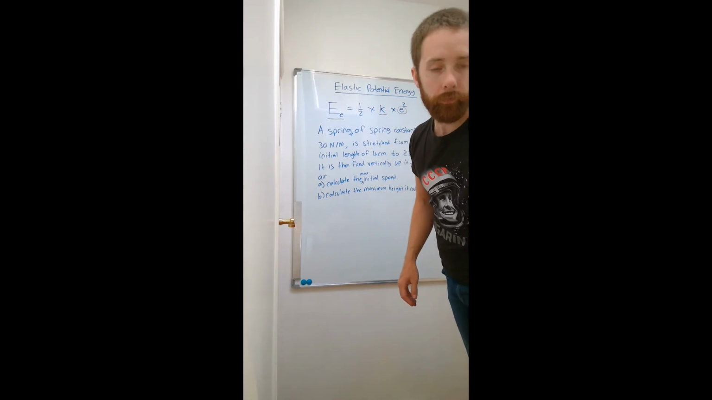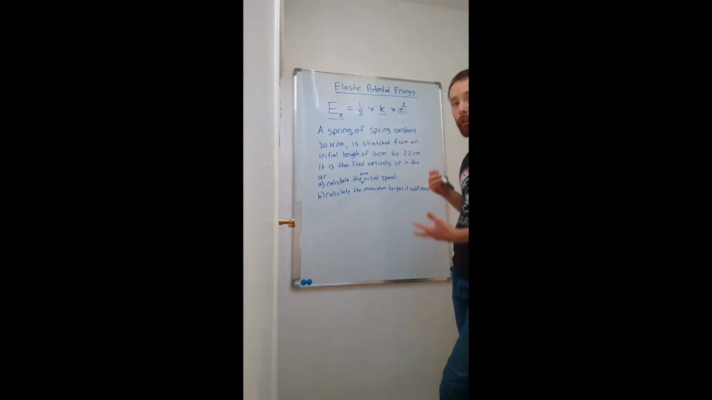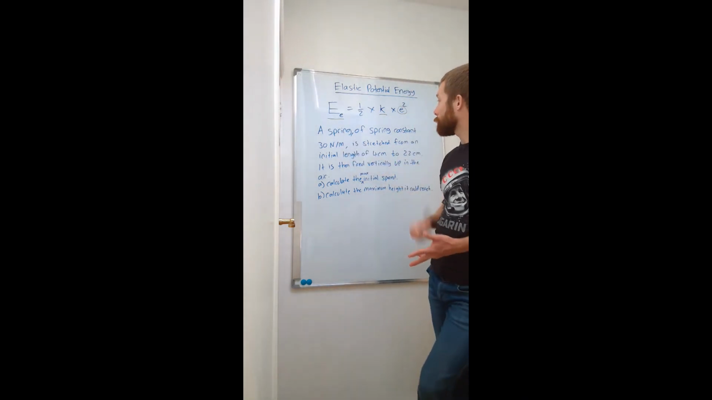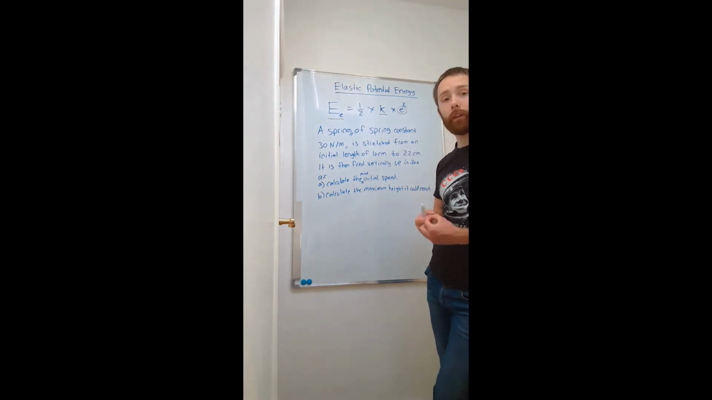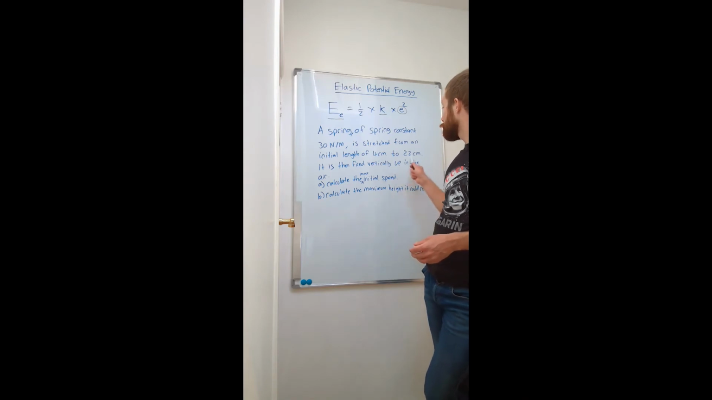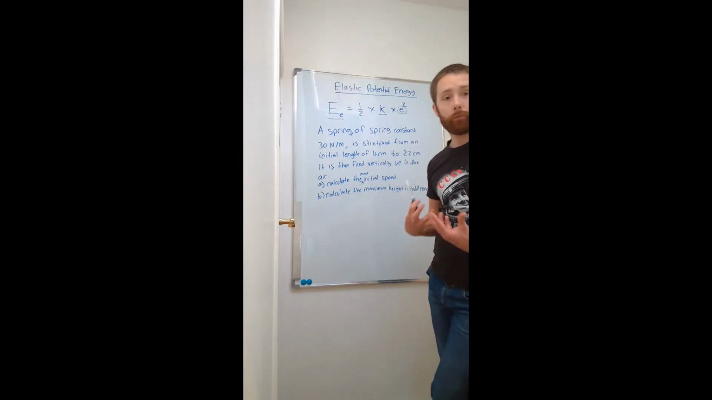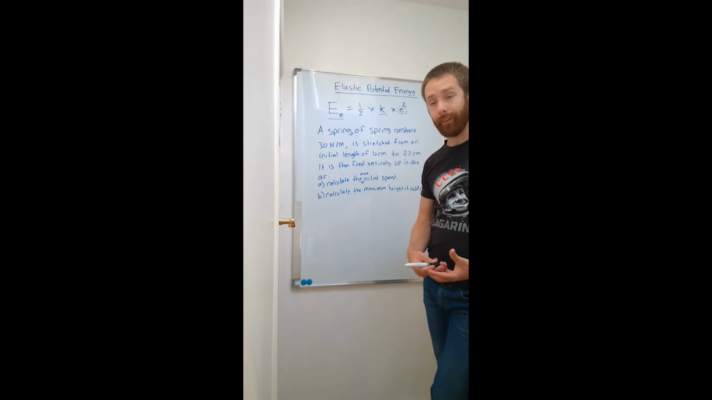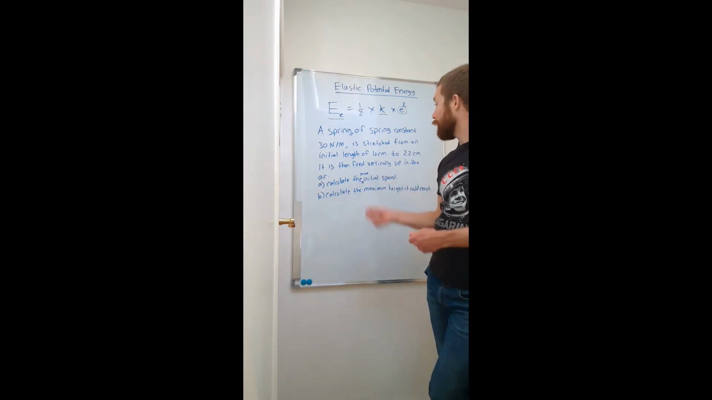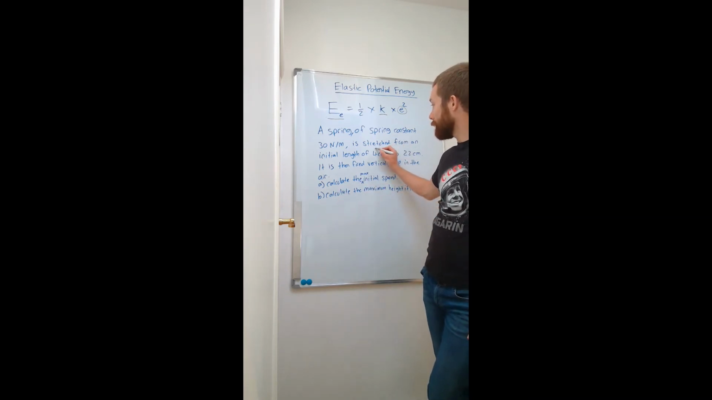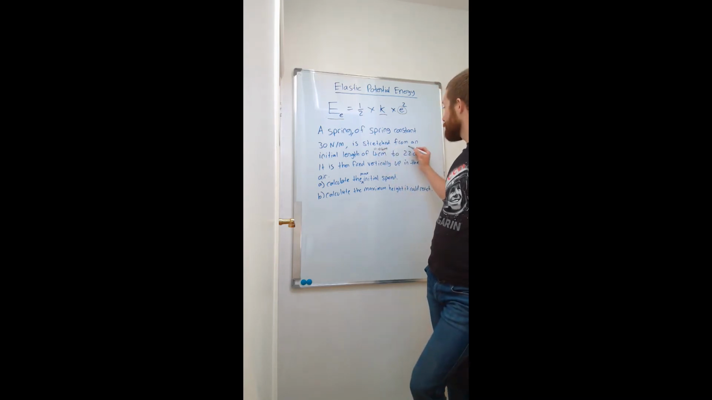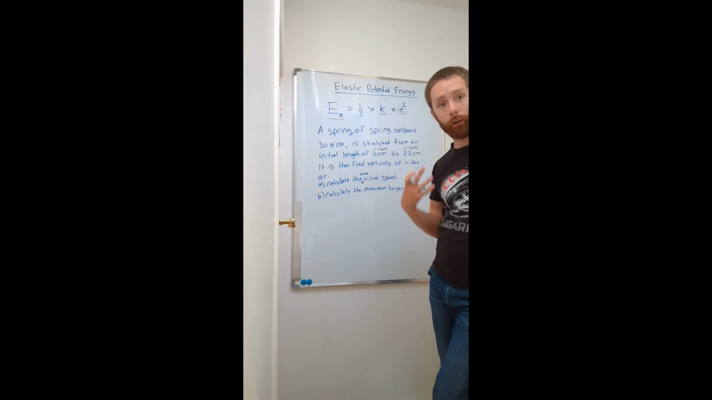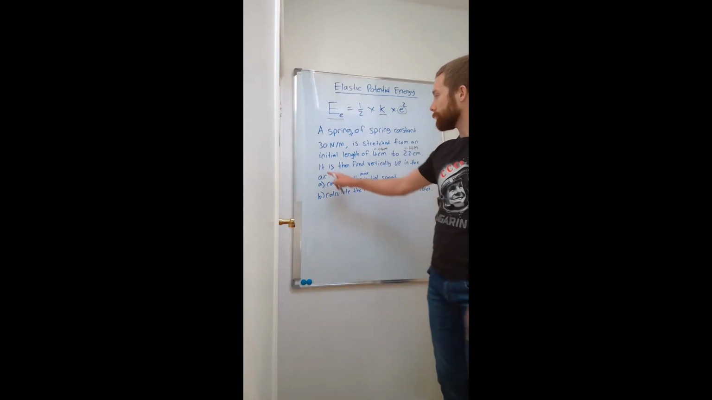Okay, so the question I've got here says this: A spring of spring constant 30 newtons per meter is stretched from an initial length of 4 centimeters to 22 centimeters. As I'm going through this, by the way, if I'm sitting this in an exam, before I even get to the rest of the question, I'm writing above here, 4 centimeters is 0.04 meters, 22 centimeters is 0.22 meters, okay? I automatically do these conversions as I go through, okay?